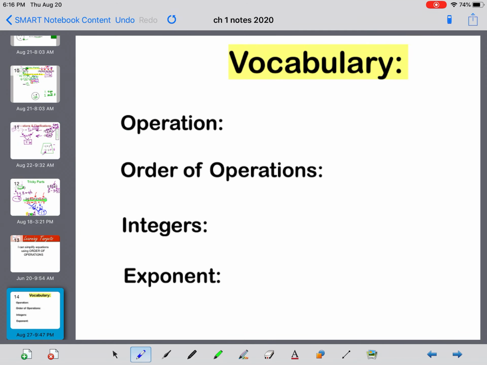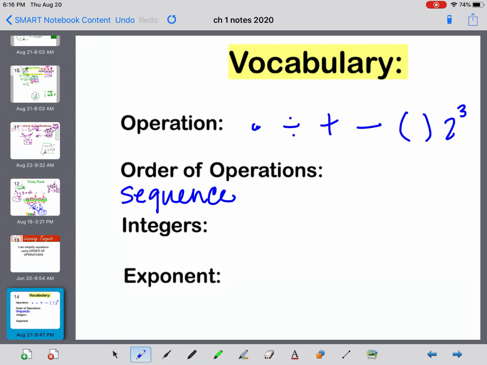All right, last thing we're going to review is the order of operations. The operations are multiply, divide, add, subtract. An operation could be parentheses. It could be exponents. The order of operations is the sequence that we follow in order to solve an equation or an expression, or simplify an expression.